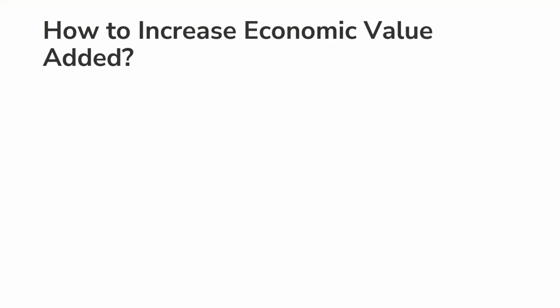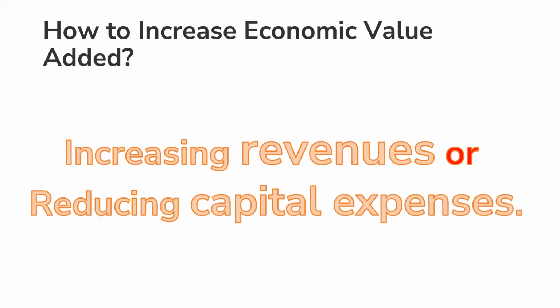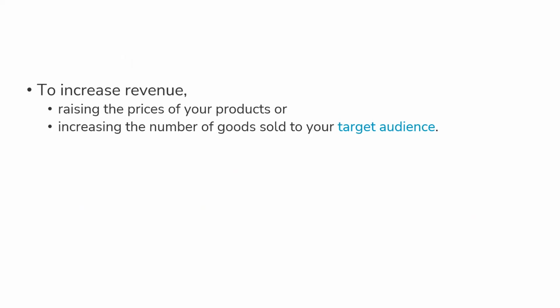So now, as we all know how to calculate EVA, it is time to review the several ways of increasing EVA. EVA can be increased by increasing the revenues of the business or reducing the capital expenditure. To increase revenues, there are two popular methods: increasing the price of your products or increasing the number of goods sold to your target audience.